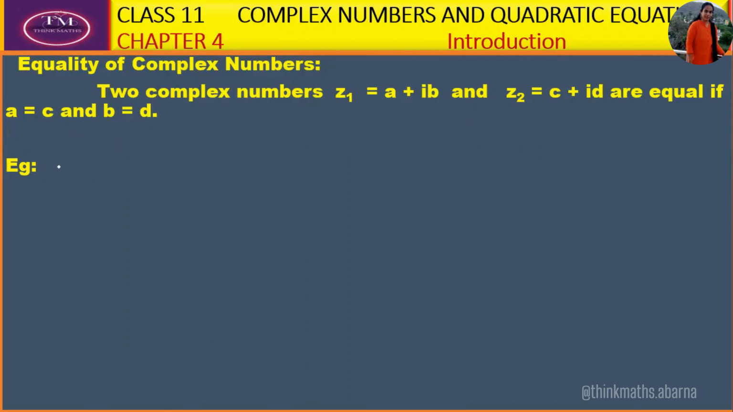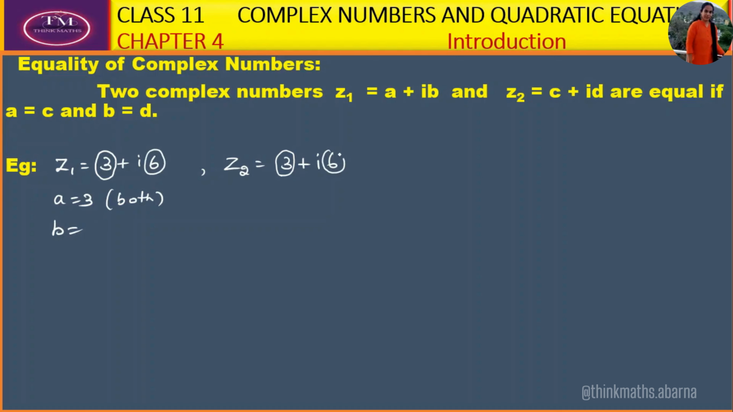Suppose Z1 equal to 3 plus i6 and Z2 equal to 3 plus i6. If you check, both have the same real part: A is equal to 3 for both. And also for B, the imaginary part, B is also the same, 6 for both. If so, we will say Z1 is equal to Z2. That is, these two complex numbers are equal. Clear? Another example.